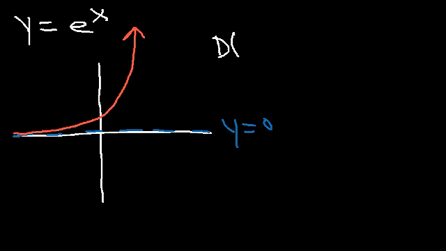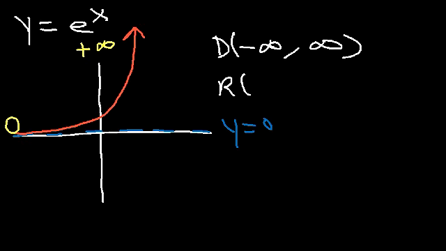The domain of this function is all real numbers. x can be anything. Now if we look at the y values, the lowest y value is 0, the highest is infinity, but it does not include 0. So the range is 0 to infinity.